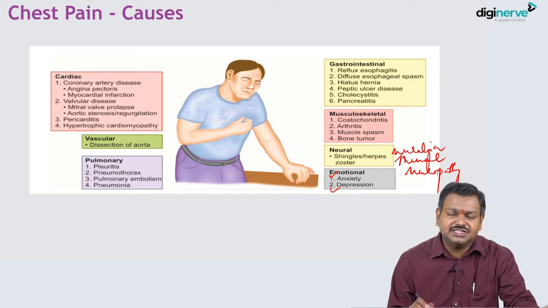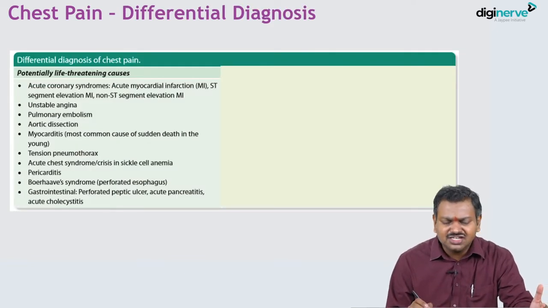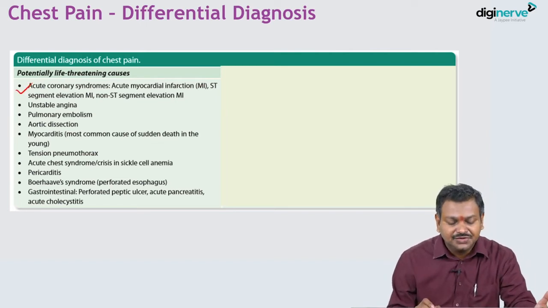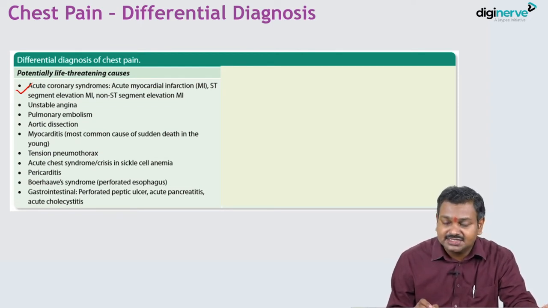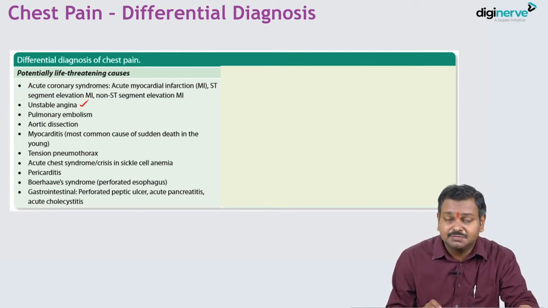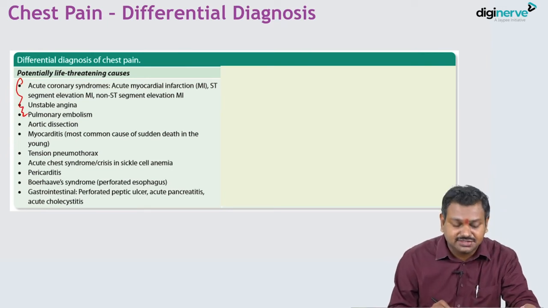We have to know the differentials, and how to differentiate a cardiac chest pain versus a non-cardiac chest pain. The potentially life-threatening causes of chest pain are very important, and we have to always keep them in mind and rule them out first. The most important one is acute coronary syndrome: it could be non-ST segment elevation MI, or ST segment elevation MI. Unstable angina is a very important cause; if you miss it, the patient can succumb. Pulmonary embolism and aortic dissection are also important causes from the cardiovascular system that we must always remember.